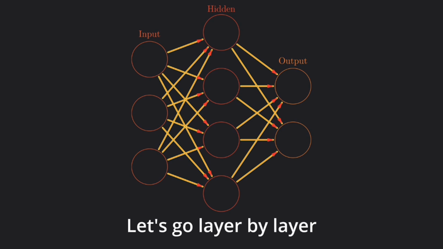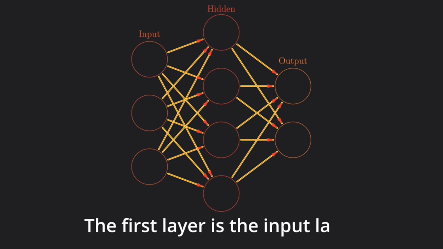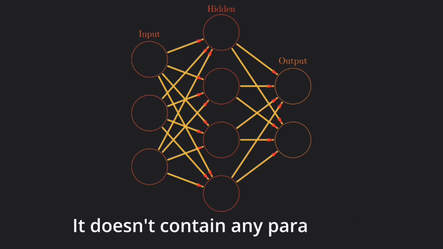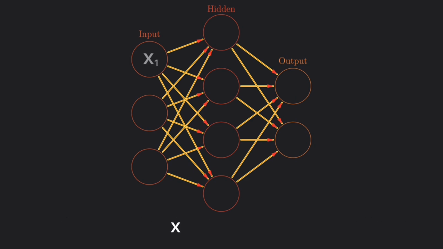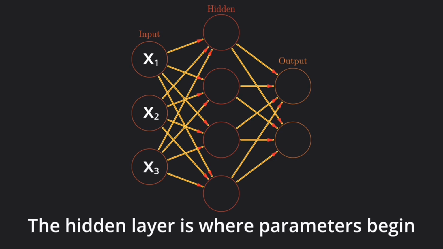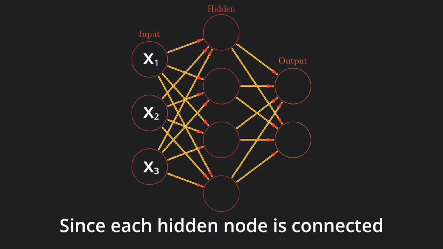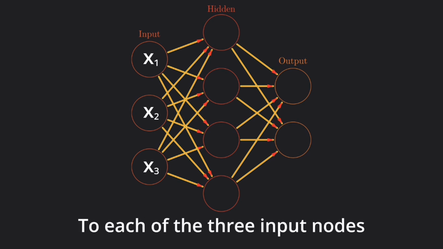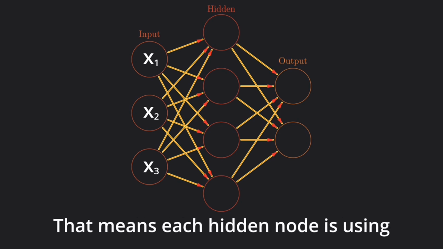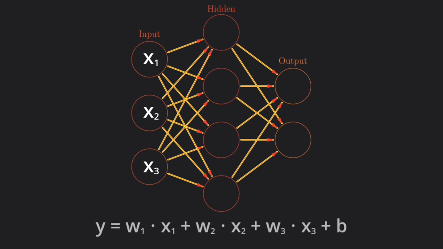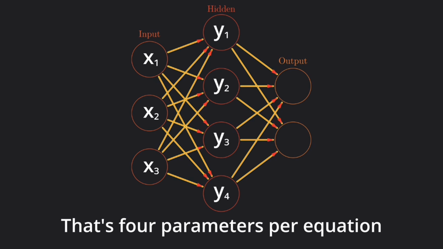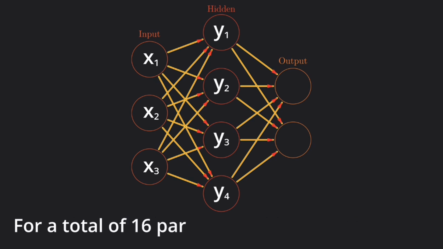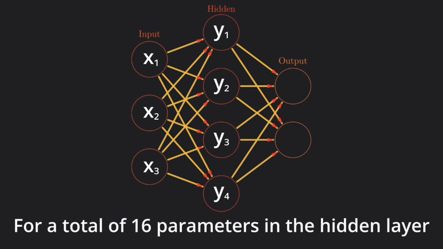And let's go layer by layer. The first layer is the input layer, which doesn't contain any parameters. Each node simply contains one of the input attributes, x1, x2, and x3. The next layer is where the parameters begin. Since each hidden node is connected to each of the 3 input nodes, each hidden node uses this equation to calculate a number y. That's 4 parameters per equation, and we have 4 nodes, so that gives us 16 parameters in this layer.